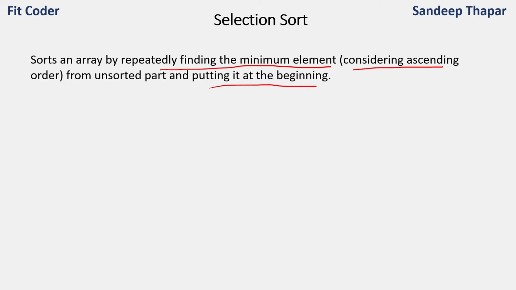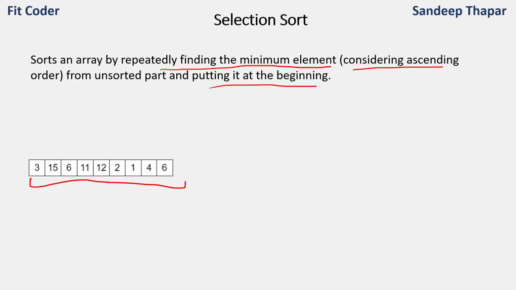In each iteration, the algorithm finds the minimum element from the unsorted part and places it in the sorted part. Let's see an example. Let's say this is the input array that we are given. The algorithm will virtually divide the array into two parts: one is the sorted part and the other is the unsorted part. Initially, all the elements will be present in the unsorted part.